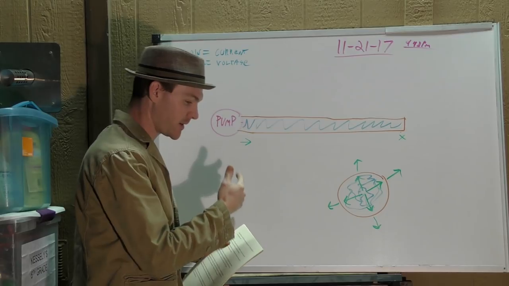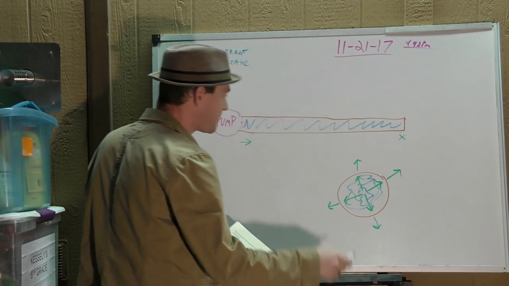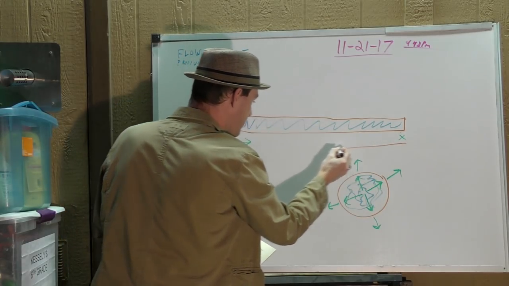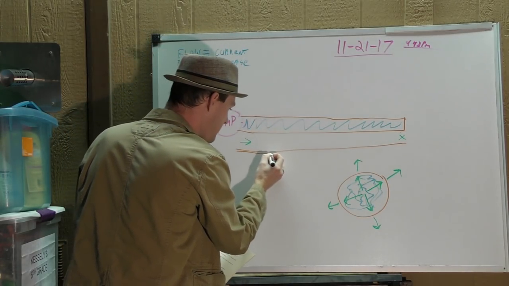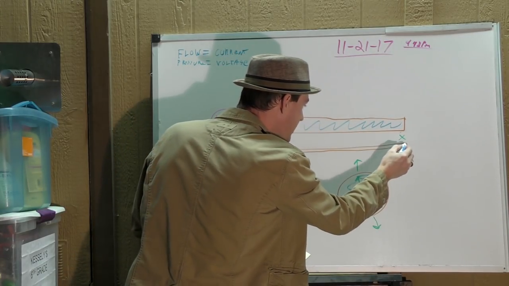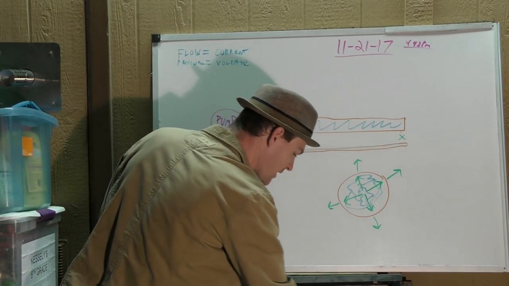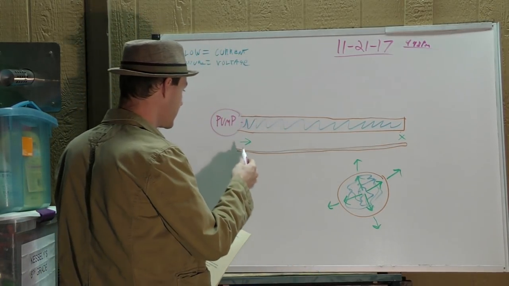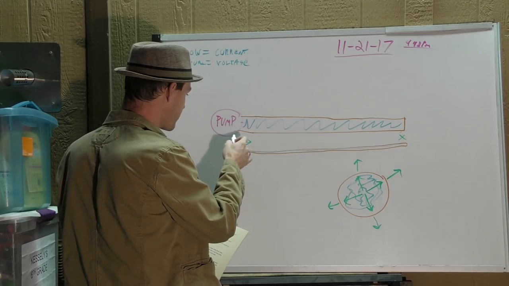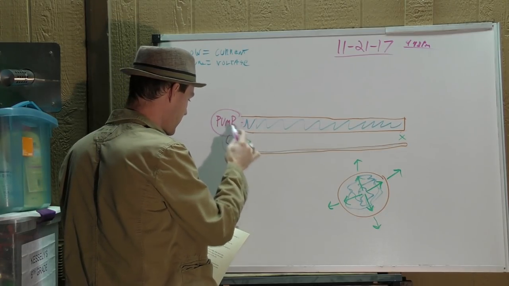So the smaller the pipe, let's look at this exact drawing. If we had another pipe right below this, and this pipe was only this big, and we only had a little bit of water in here, we could even, technically, connect them to the same pump if we wanted to.